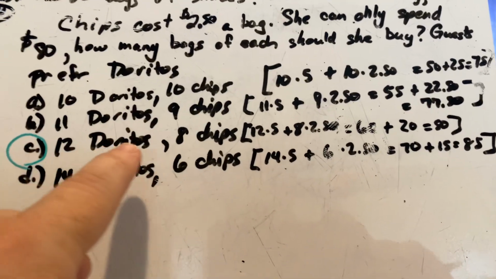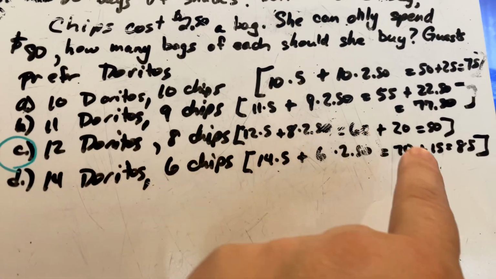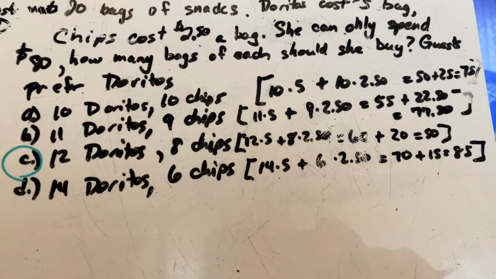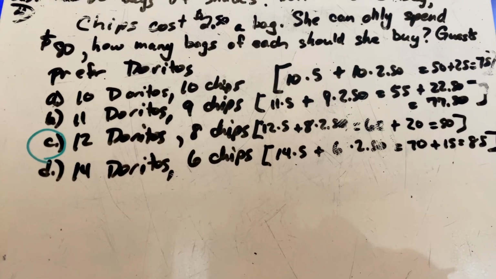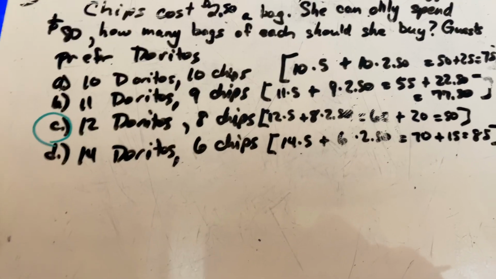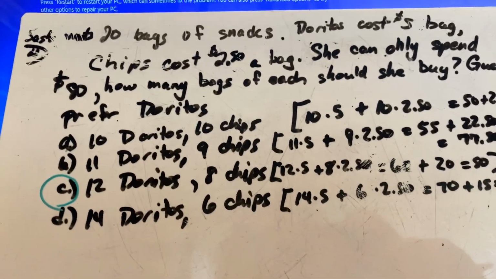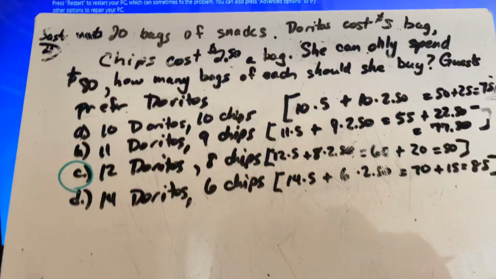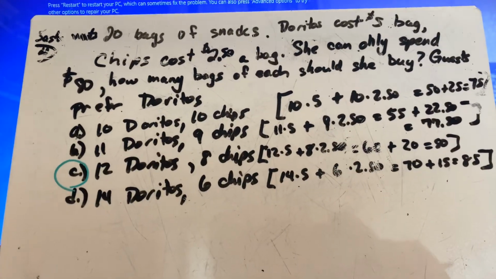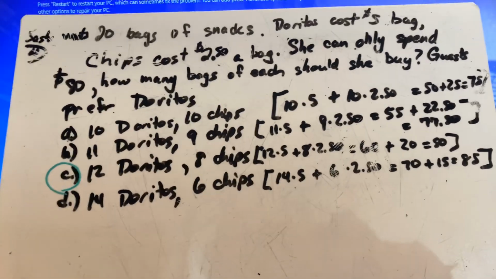Option C is 12 Doritos and 8 chips. 12 times 5 is 60, plus 8 times 2.50 is 20. So 60 plus 20 is 80. So we hit our goal there. Letter D is 14 Doritos and 6 chips, so that's 14 times 5, which is 70, plus 6 times 2.50, which is 15, which is $85. That exceeds our budget, and therefore we want to go with option C. We get the most Doritos for our money of $80.